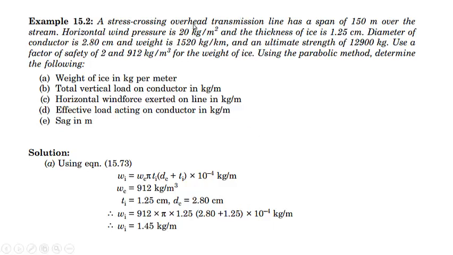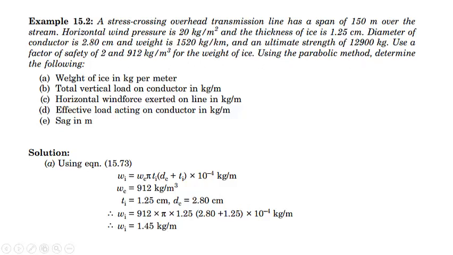A stress crossing overhead transmission line has a span of 150 meter over a stream. Horizontal wind pressure is given by this. The thickness of the ice is 1.25 centimeter, diameter of the conductor is 2.8 centimeter, and weight is 1520 kilogram per kilometer, and the ultimate strength is 129900. Use a safety factor of 2 and 912 kg per meter for the weight of ice. Use a parabolic method, or you can use the same method.